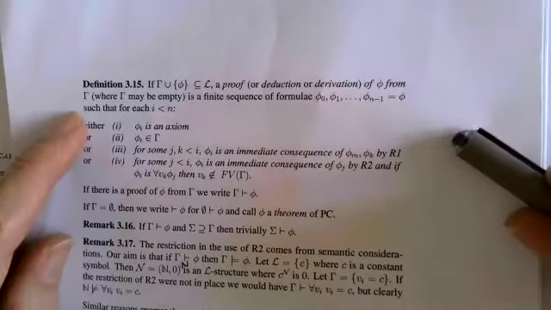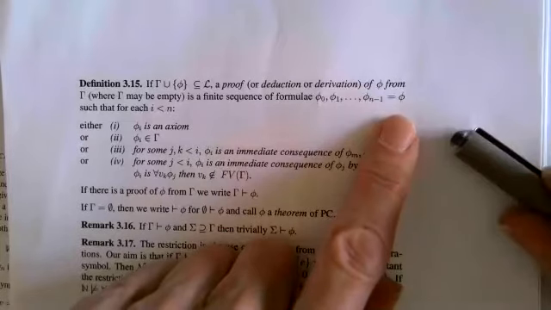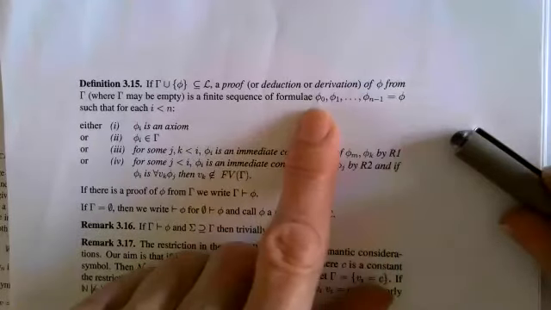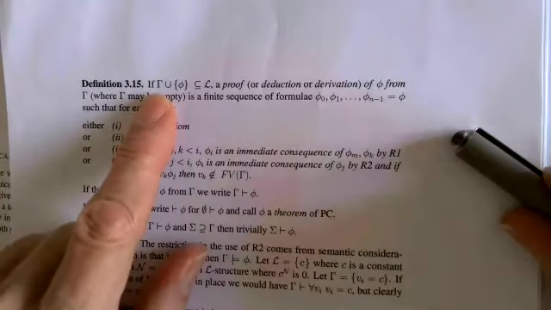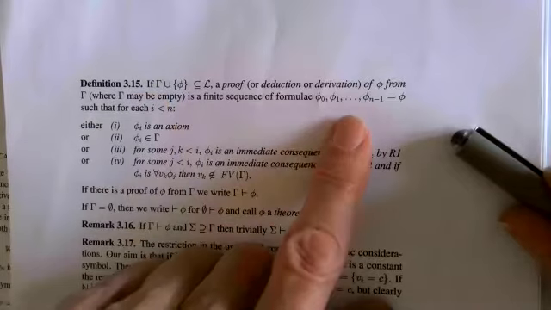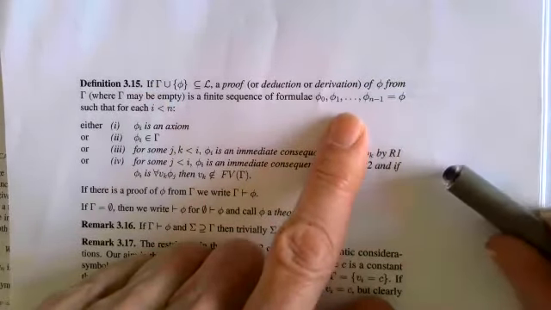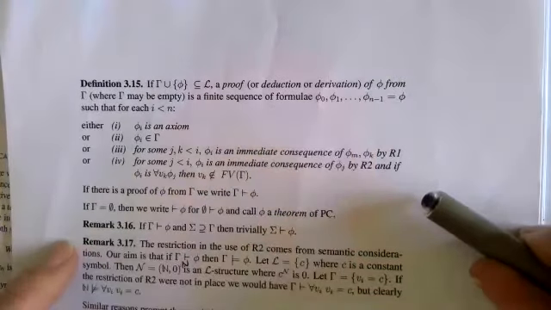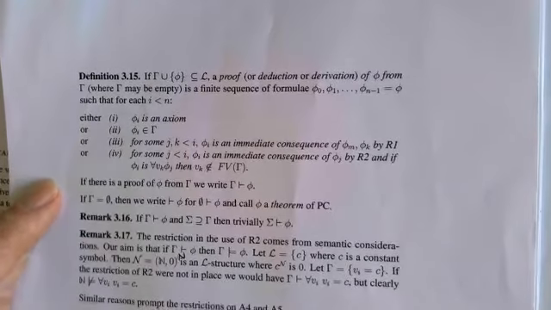A proof then is going to be a finite list. And everything in the proof either comes from a set of hypotheses, gamma, or it can be an axiom from the list, or it comes from earlier things by using one of the rules. And that's what this is here.